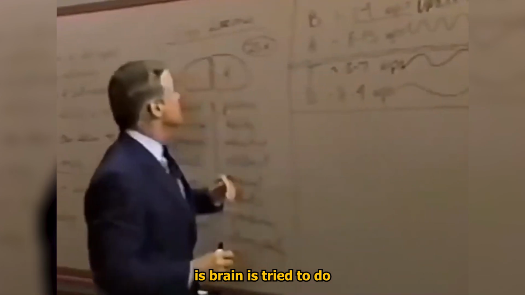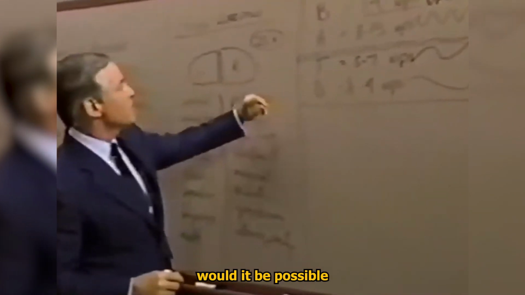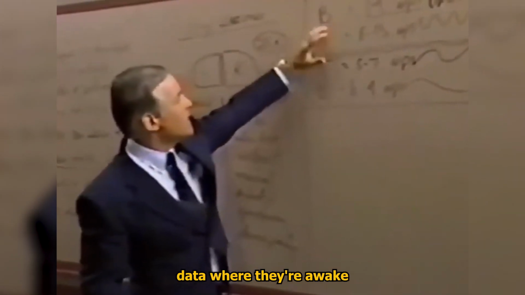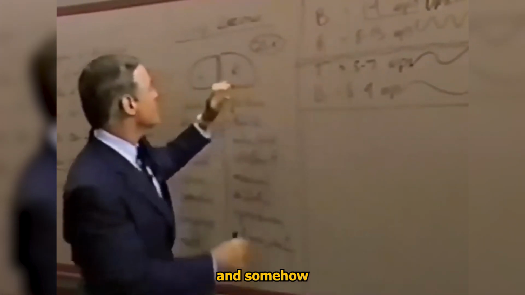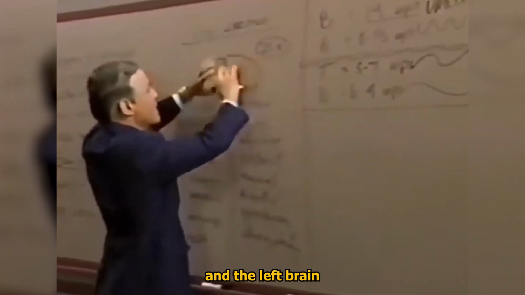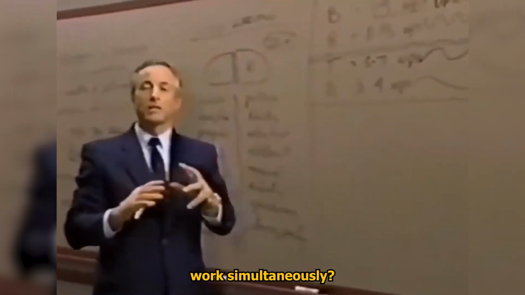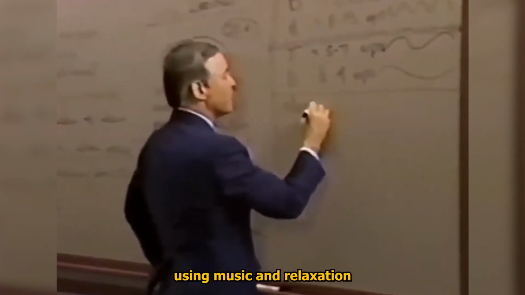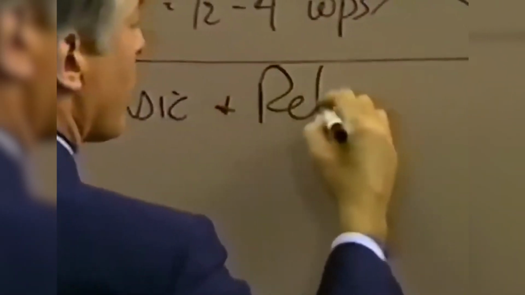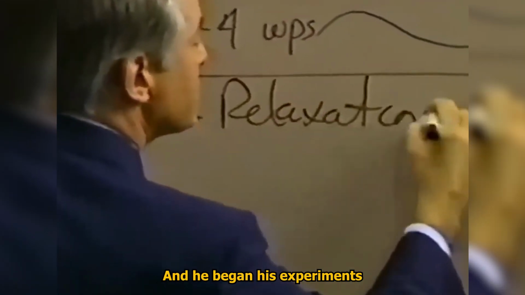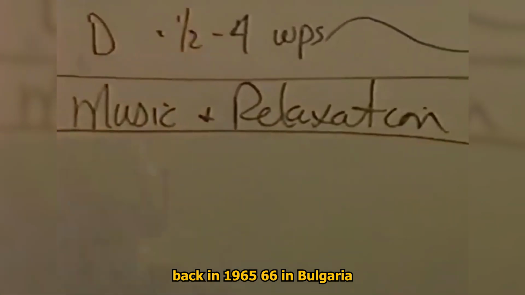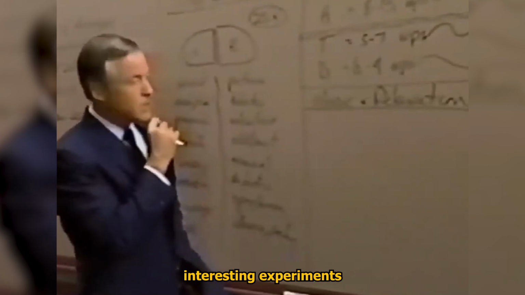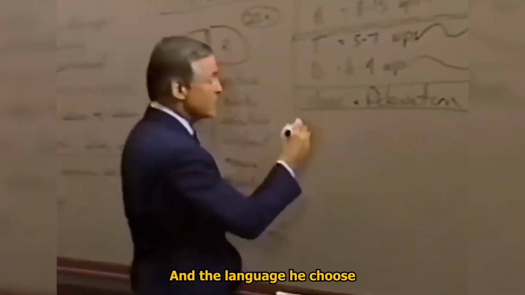Now, what Lozanov tried to do was he said, would it be possible to bring people down from beta, where they're awake, into this alpha theta level and somehow activate the right and the left brains so that they work simultaneously? And he came up with a method using music and relaxation. And he began his experiments back in 1965-66 in Bulgaria.